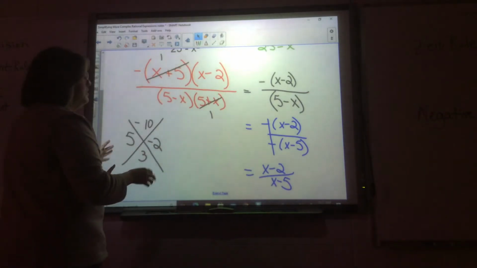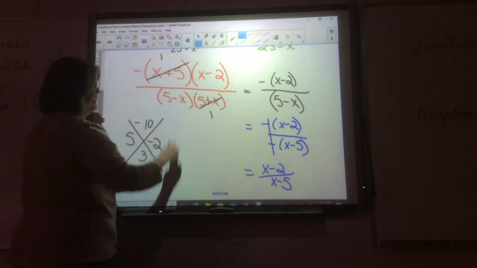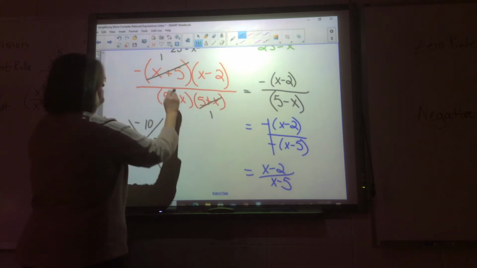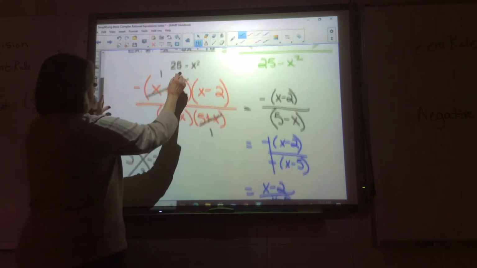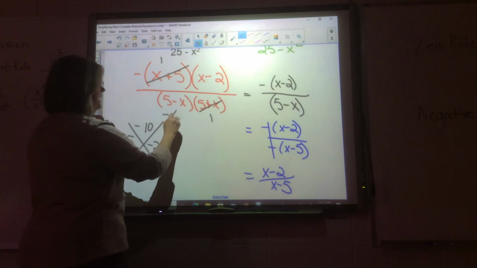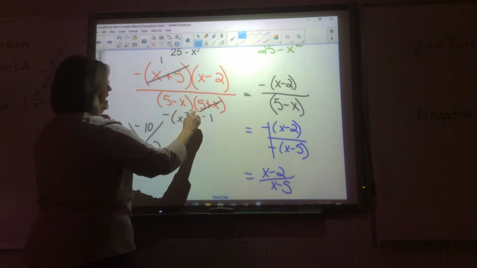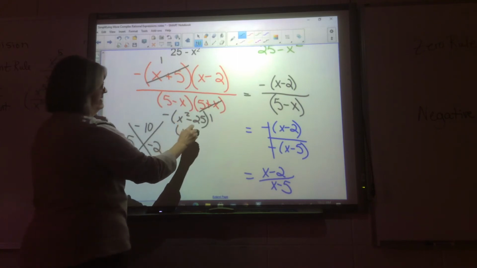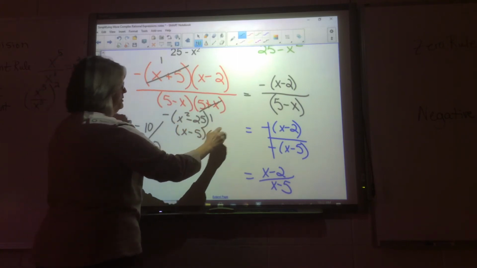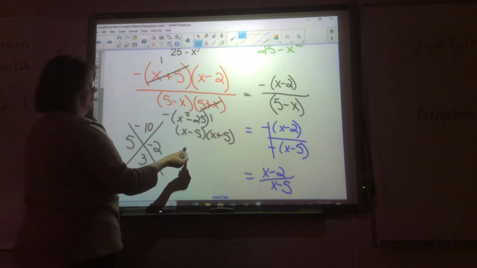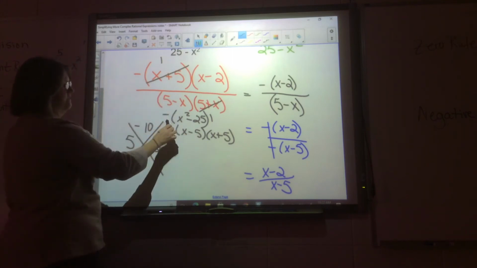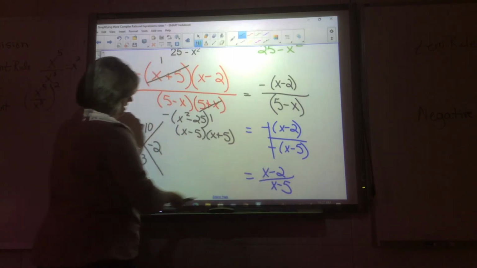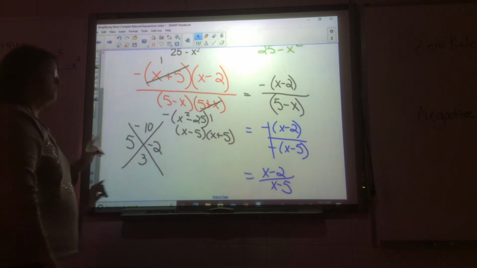Now, you could have taken care of that right here in this step. You could have changed this one here to be x squared minus 25, and then factored these as x minus 5, x plus 5, and then it would have been taken care of. The negative over the negative would have been apparent. But either method is going to work.